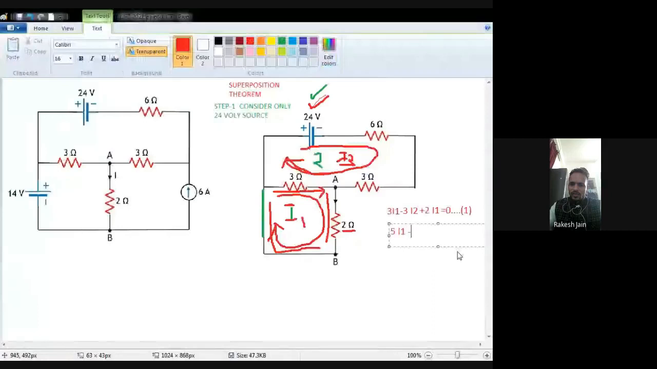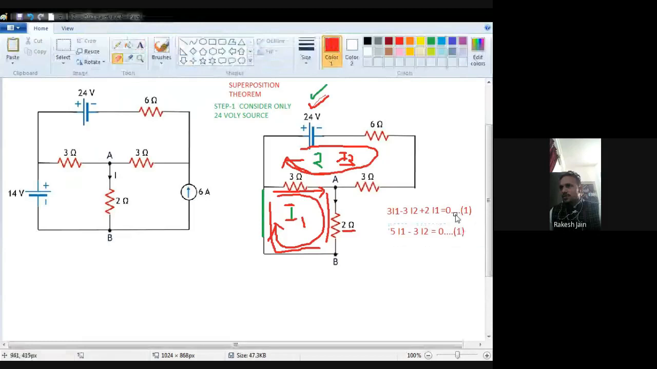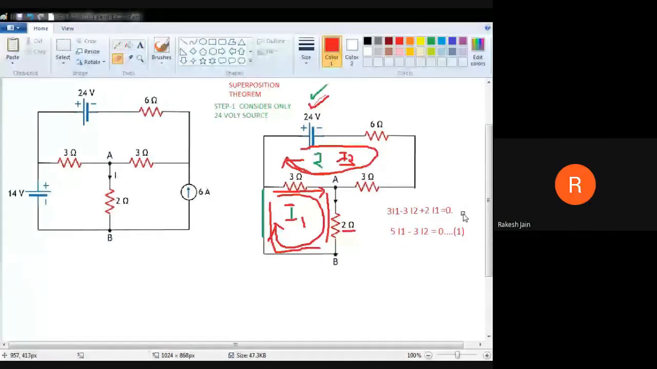So write down first the equation for the first mesh and the second mesh. For the first mesh, I start from this point. My current is I1, so I go here, so 3I1, because I go from left to right, and my direction of I1 is from left to right. So 3I1 is positive, I write down 3I1.